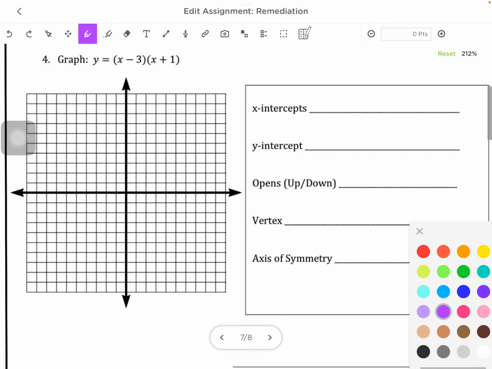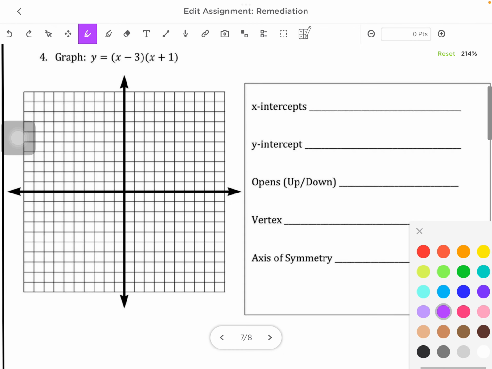All right, let's talk about the last one here. Remember, we're trying to take notes so we can get our practice and effectively make up our test so that we can get an appropriate grade on our test. Okay, so for graphing this equation right here, this is called intercept form, and the things they're asking us to figure out over here are going to help me with making my graph over here.